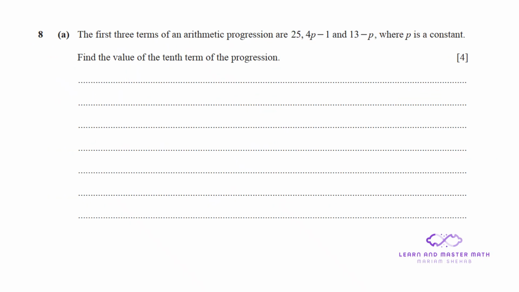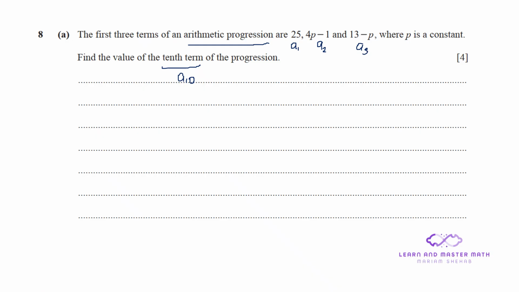In question 8, we are given the first three terms of an arithmetic progression. A1 is 25, A2 is 4p minus 1, and A3 is 13 minus p, where p is a constant. Find the value of the 10th term. So we need to find A10 of the progression.